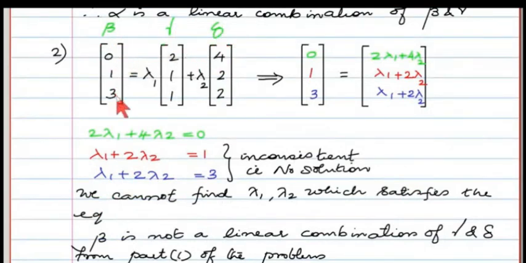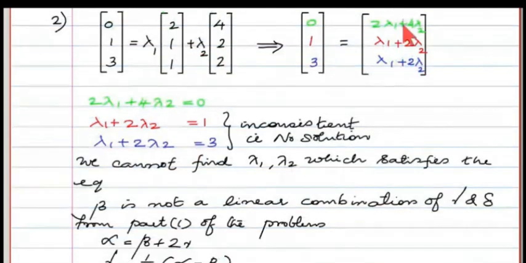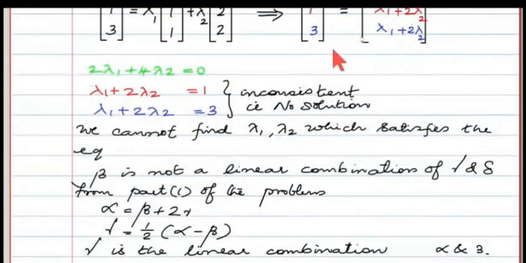So (0, 1, 3) equal to lambda 1 into (2, 1, 1) plus lambda 2 into (4, 2, 2). This is equivalent to, in the first row, 2 lambda 1 plus 4 lambda 2. In the second row we will get lambda 1 plus 2 lambda 2. Third row, lambda 1 plus 2 lambda 2. So from this we get the equations 2 lambda 1 plus 4 lambda 2 equal to 0, lambda 1 plus 2 lambda 2 equal to 1, and in the third row lambda 1 plus 2 lambda 2 equal to 3.